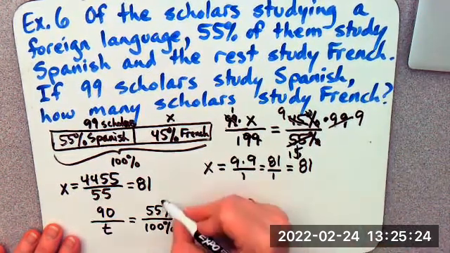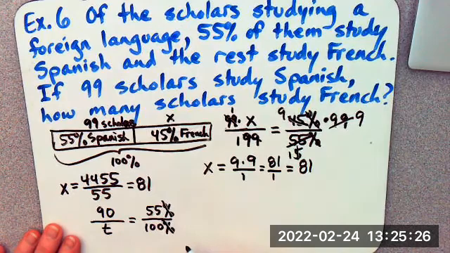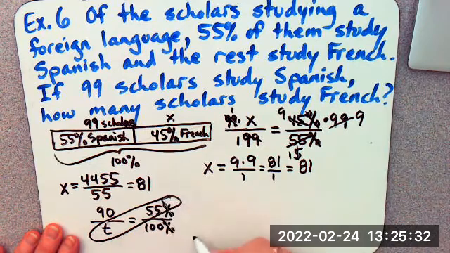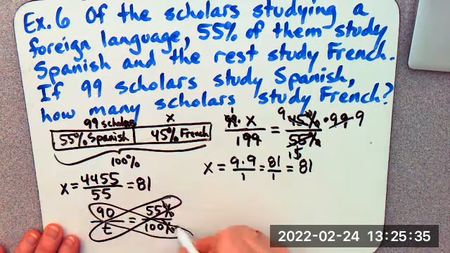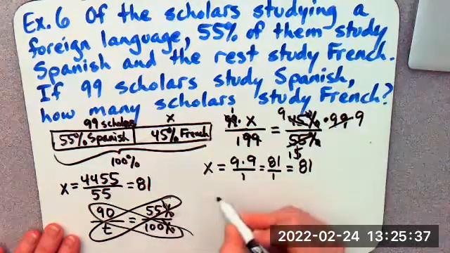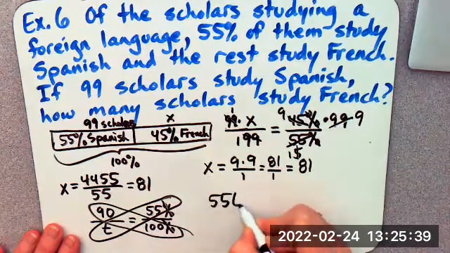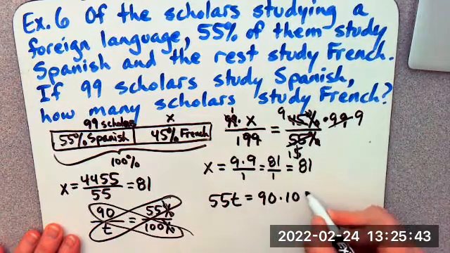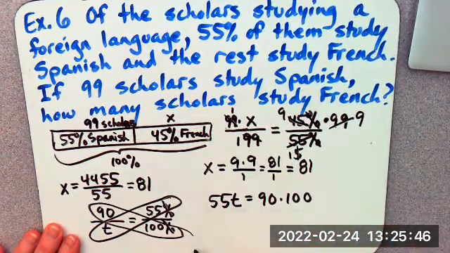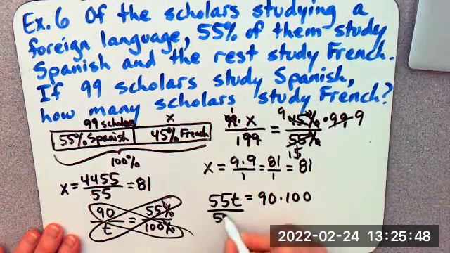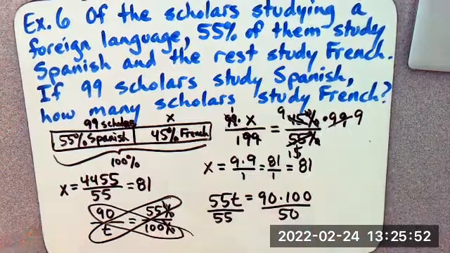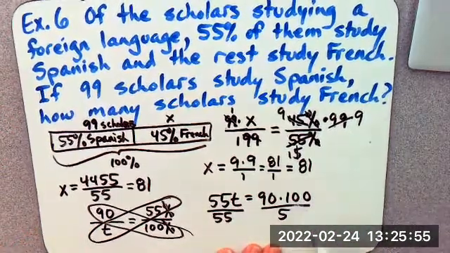All right, so we can take the percents out. We can also cross multiply. So that's 55t equals 99 times 100. Okay, so then we're going to divide by 55 to get the t by itself.